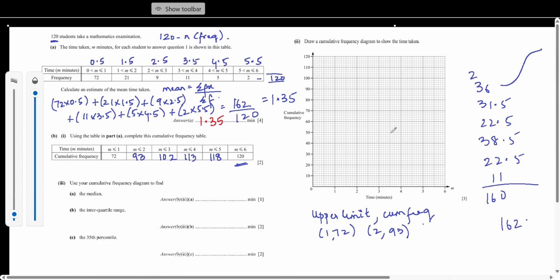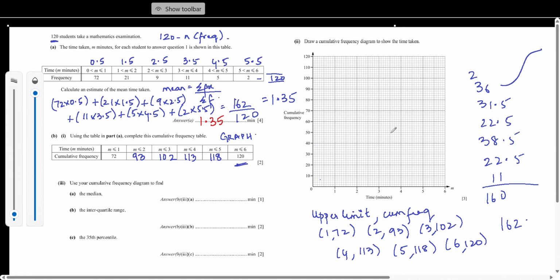3, 102. So we use this table for the graph, the cumulative frequency always. 4, 113. 5, 118. 6, 120. Now we have frequency on the y. Every box is 10, 10.